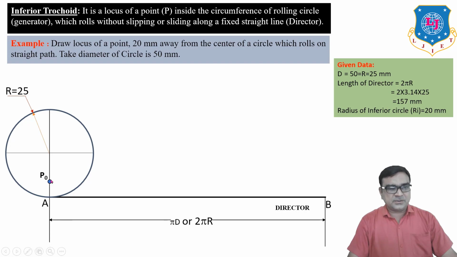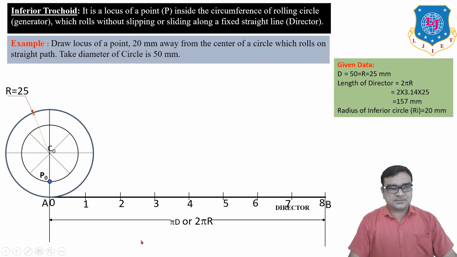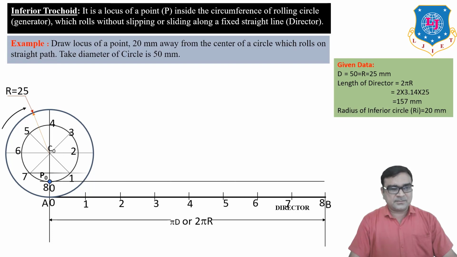Now P0 is 20 mm away from the center C0. Draw one circle by taking 20 mm radius. Divide this circle into 8 equal parts, and the straight line, which is 157 mm, also into 8 equal parts. We want to roll the circle clockwise, so the numbering on the smaller circle 1, 2, 3, 4, 5 is in the anti-clockwise direction.